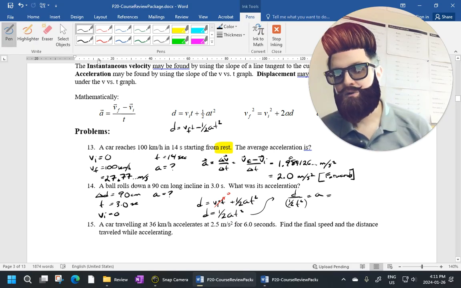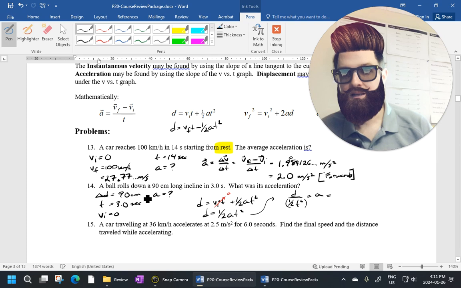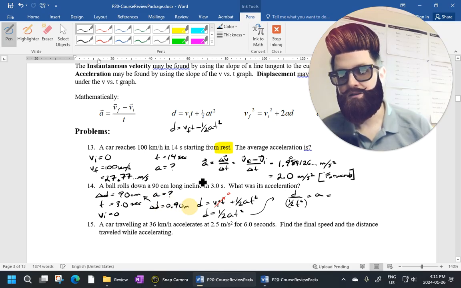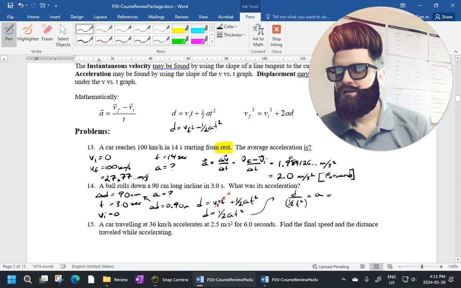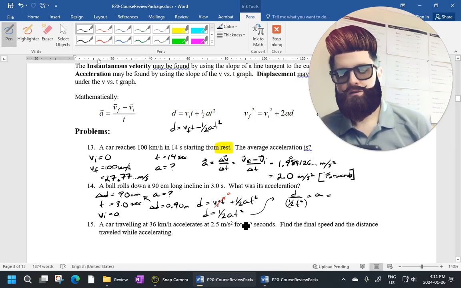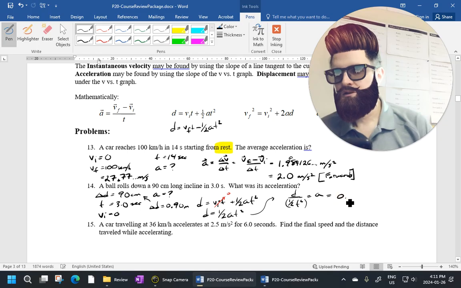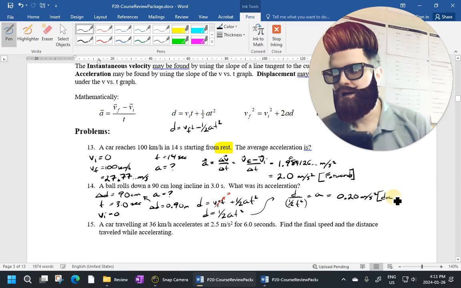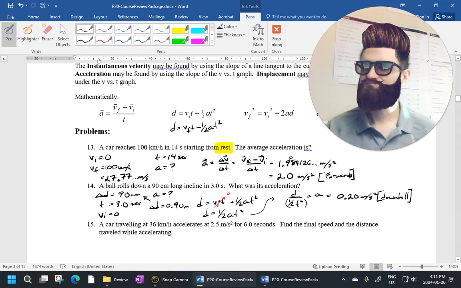Now the 90 centimeters, what does that have to be? Well, it's got to be in meters, right? So I'm going to write down here 0.90 meters. We divide by 100. And divided by the time squared. So 0.2, let me see, it's 0.20 meters per second squared. And it looks like it's going downhill. This is rolling down the incline.